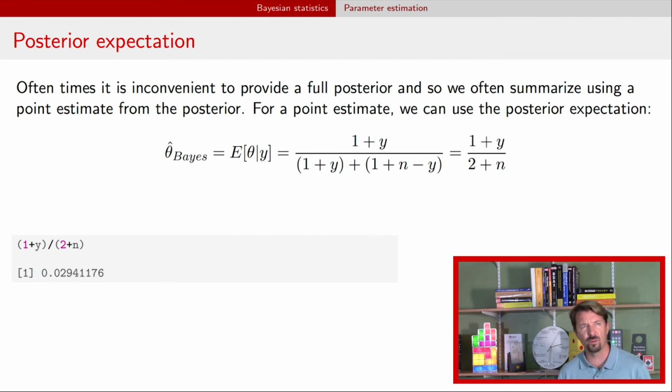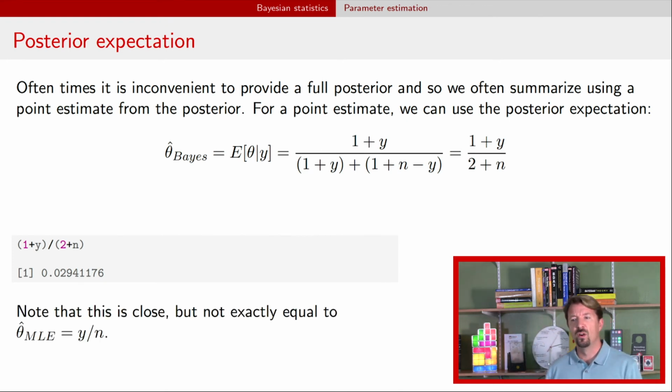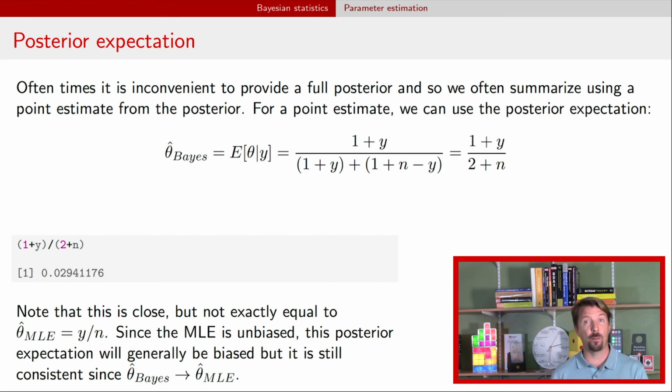And that brings up a question here. If you went back to a previous video where we talked about the MLE for the binomial distribution, we noted that the MLE was just y divided by n. We also noted that the MLE is unbiased. So it turns out that the Bayes estimator is generally biased, but it's still consistent.